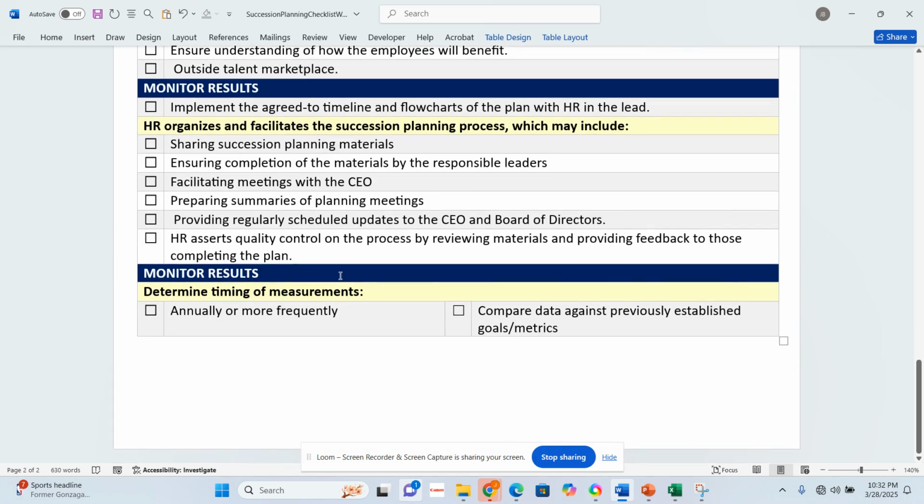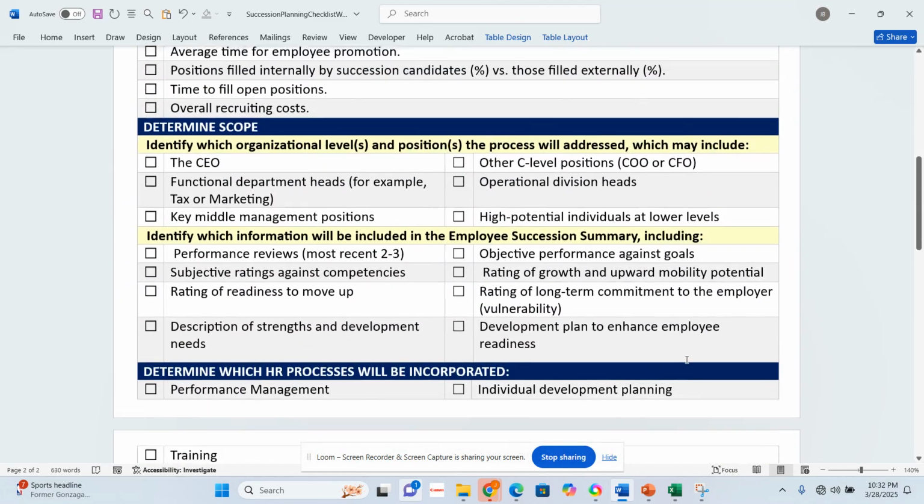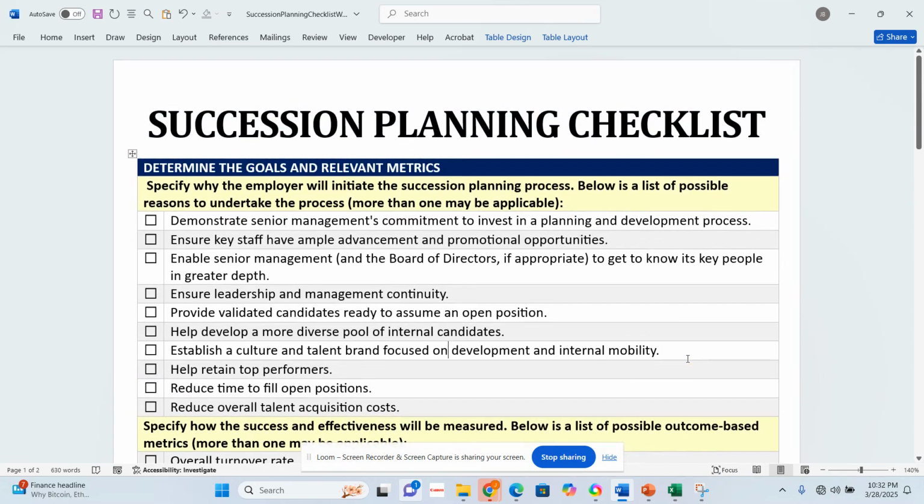And then, of course, monitoring results. When will that be? Annually? Quarterly? And then you're going to be comparing data against previously established goals and metrics. There are so many components, but this simplistic checklist gets you started to think about documenting and communicating and developing and establishing this succession planning process.